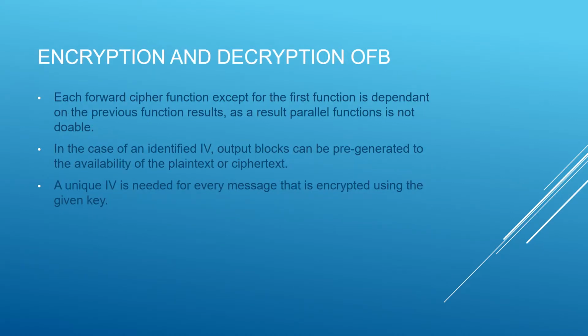Encryption and decryption in OFB. Each forward cipher function except for the first function is dependent on the previous function results. As a result, parallel functions are not doable. In the case of an identified IV, output blocks can be pre-generated prior to the availability of the plaintext or ciphertext. A unique IV is needed for every message that is encrypted using the given key.